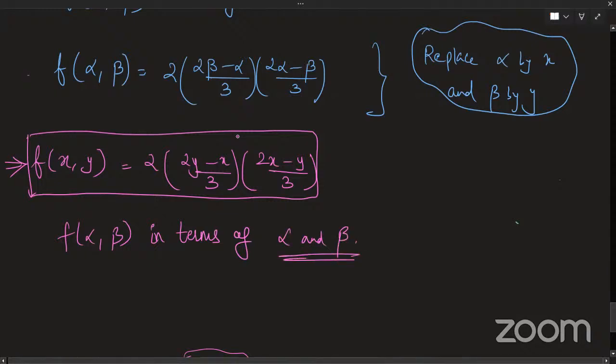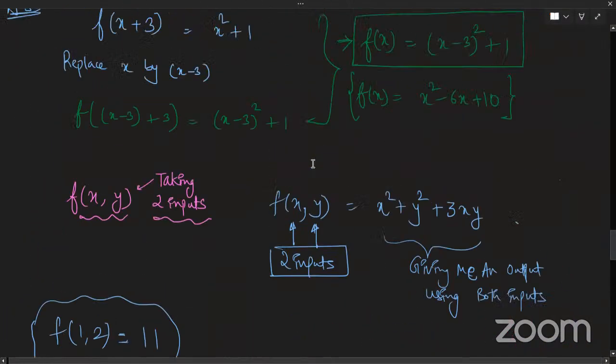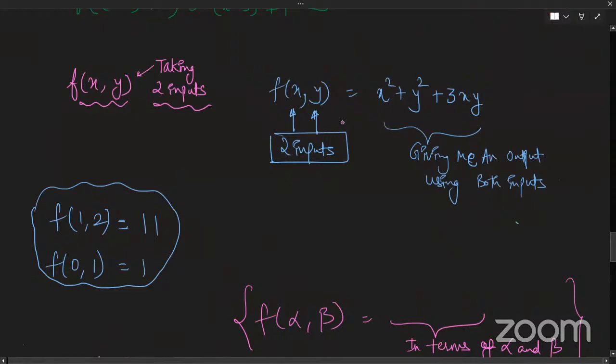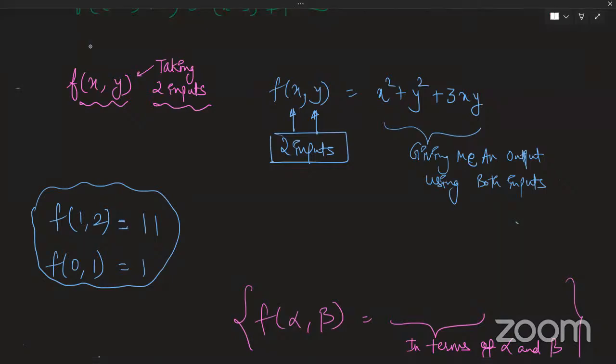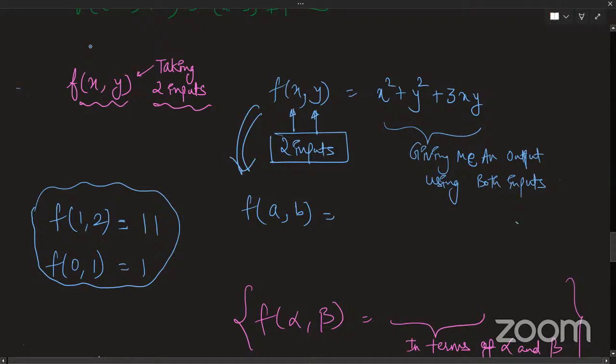Okay, I wanted it in terms of alpha and beta. If I didn't have my f of alpha comma beta in terms of alpha and beta, it was clearly impossible to solve. Okay, I got this in terms of alpha and beta. Now, for example, just look back into this problem. F of x comma y is equal to x square plus y square plus 3xy. Now I am asking you to find the value of f of a comma b. How will you convert this thing into a and b? How will you find f of a comma b?